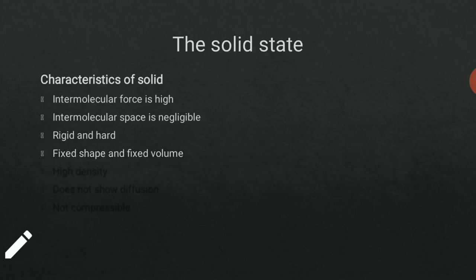Solids have a definite shape and a definite volume. Definite shape means the solid will never change its shape when it is kept from one container to another. Its shape remains unchanged.